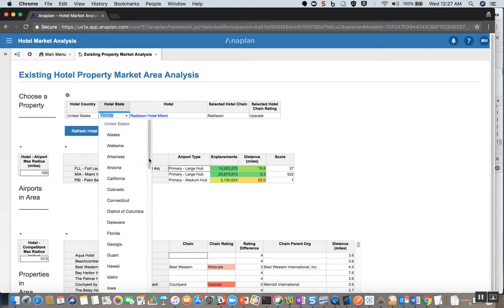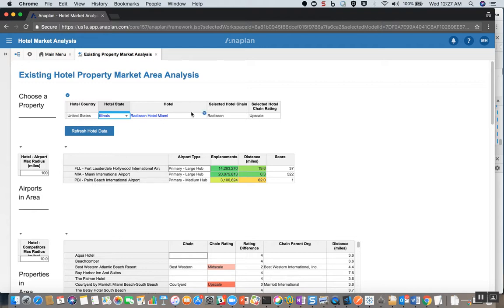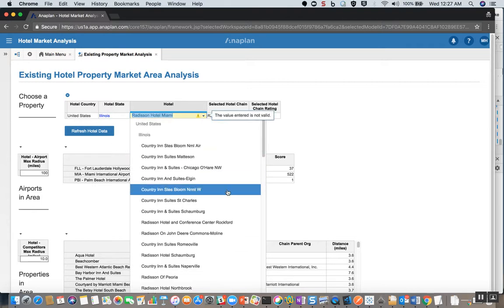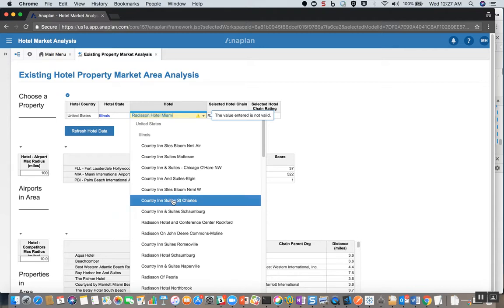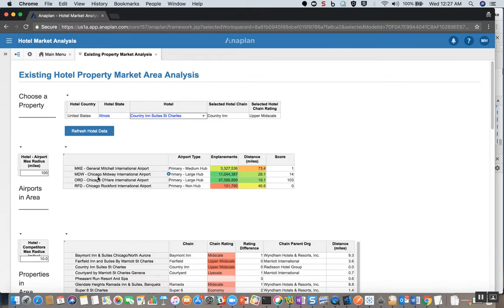All right. And so basically what we'll do is we'll choose Illinois as an example, and let's choose a Radisson property in that area. St. Charles is an area that I'm familiar with, a western suburb of Chicago, and I hit refresh here, and I can see that within 100 miles of St. Charles, the Milwaukee airport is 73 miles away. That's pretty far. It may handle 3 million passengers, but O'Hare and Midway are much more important to delivering traffic to that particular hotel, but not horribly important because they're 19 and 28 miles away.